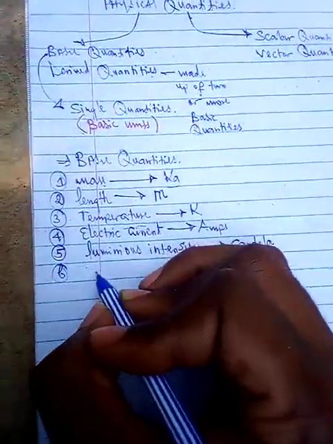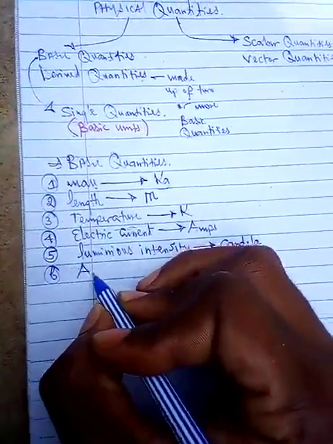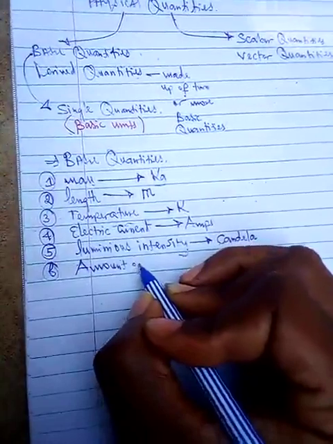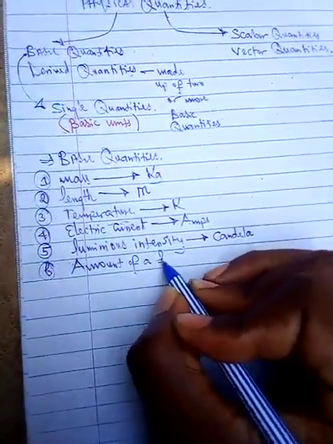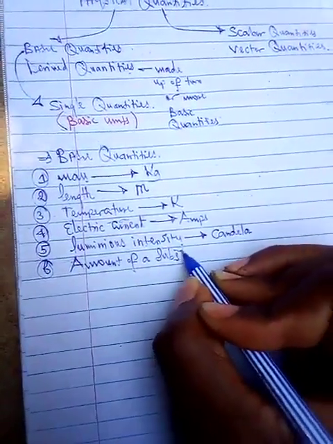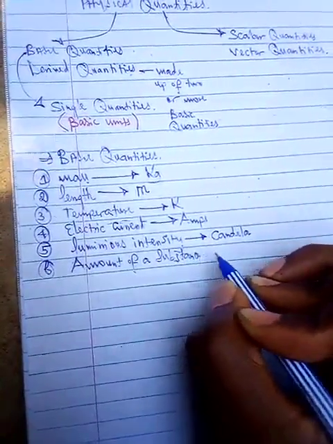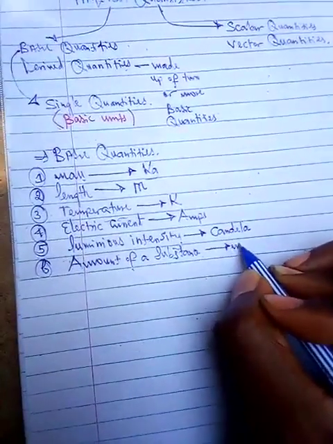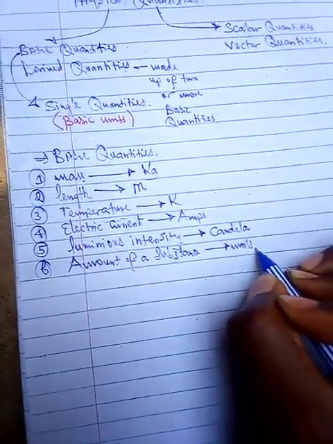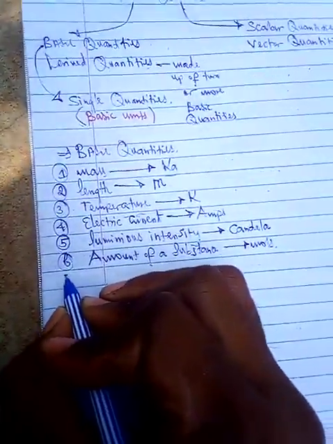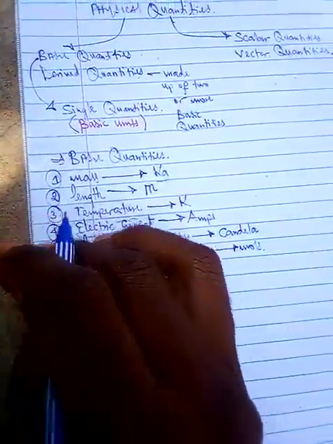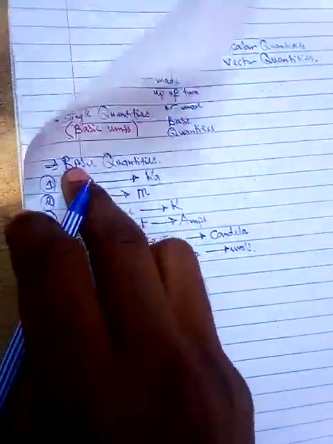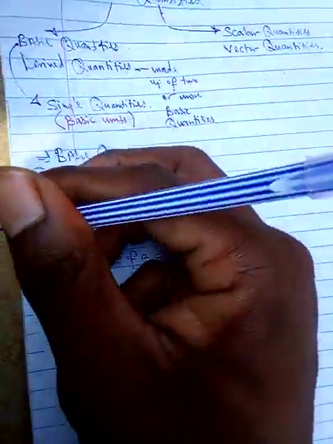We also have the amount of a substance, and this amount of a substance is measured in moles. And then the seventh one that we can actually talk about, which I think should have been maybe just in the beginning, just up there, we can also talk about time.